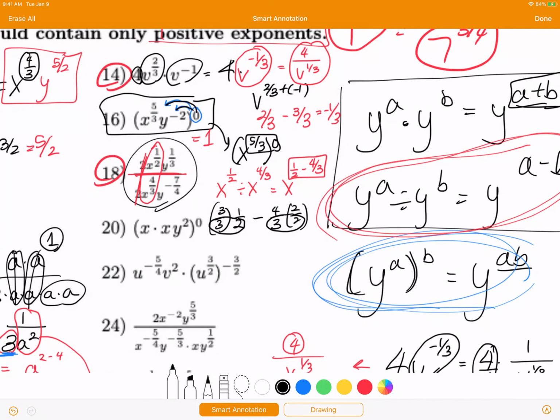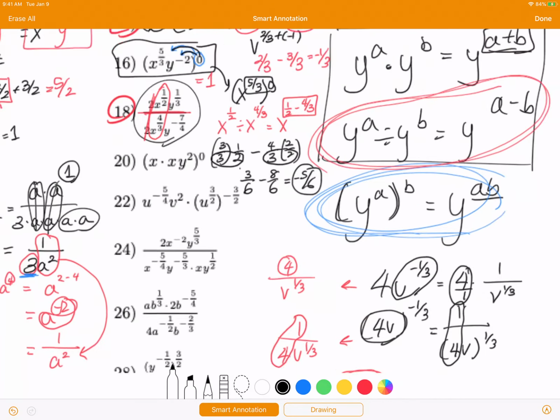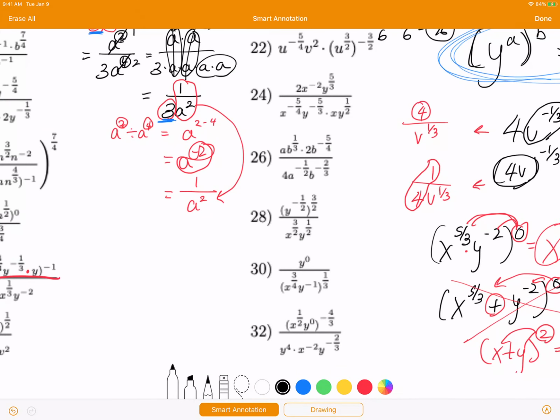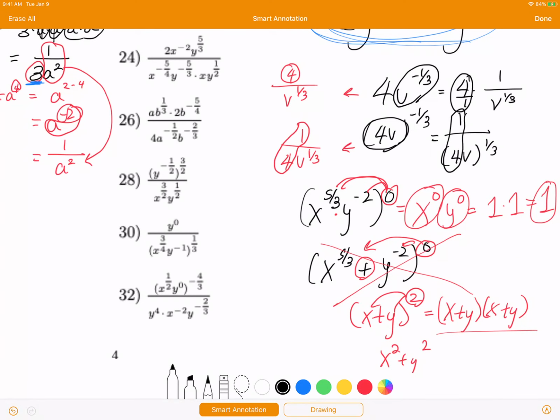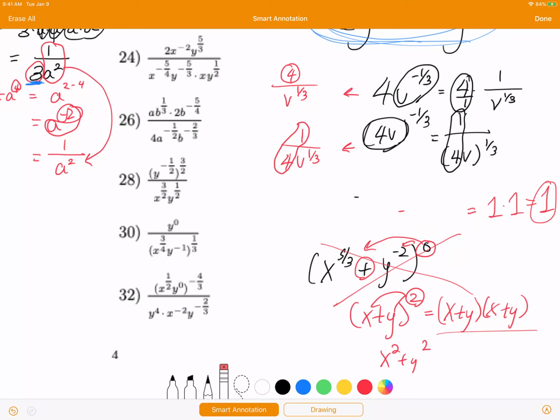This is not something that I want to go over in detail. You guys should already know how to do that. So that's simply going to become 3 over 6 minus 8 over 6 gives me negative 5 over 6. And so what my final answer is going to be for 18 then is, I know that it's a little hectic, so let me just write it down here. I'm just going to erase all of this part.